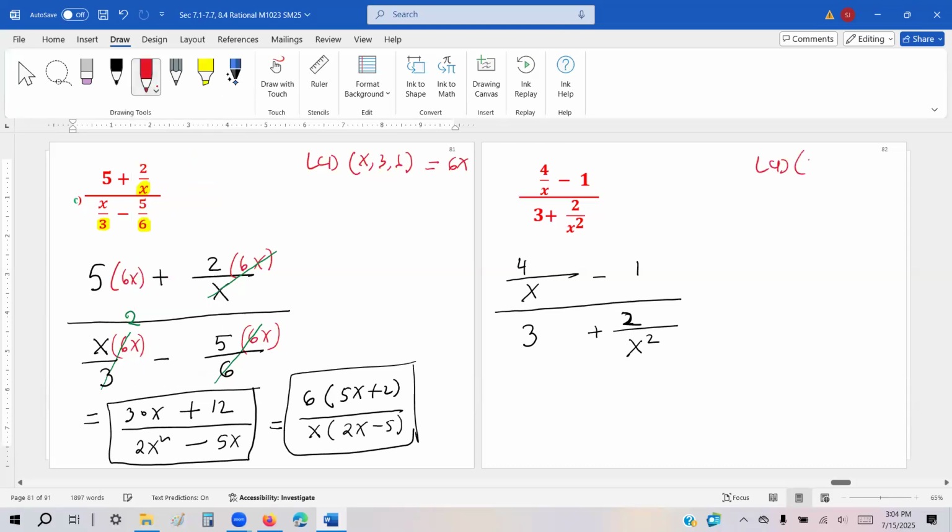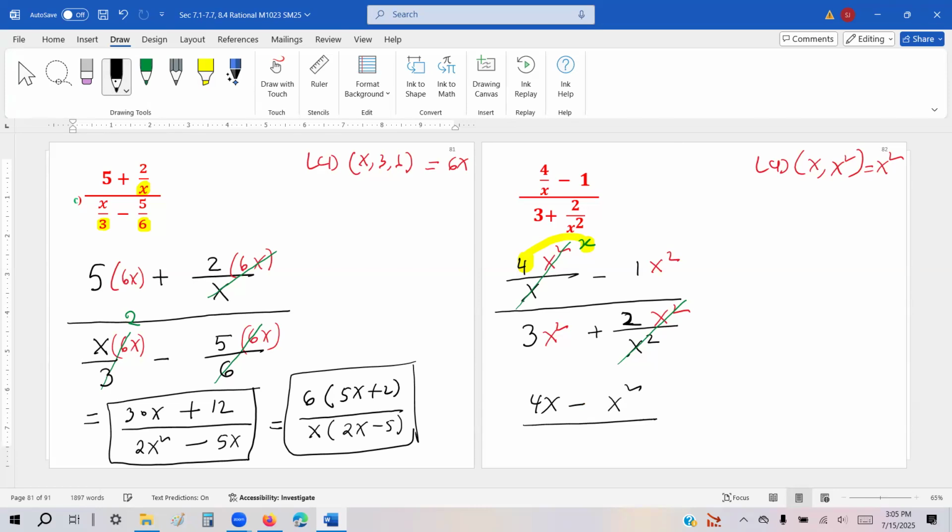Next one. We have the LCD between x and x squared. What's the LCD between x and x squared? x squared. So multiply by x squared, x squared, x squared, x squared. As a result, all the denominators cancel out. We get x, and here we have nothing. So 4x: 4 from before, x from the cancellation. Minus 1x squared means simply x squared, and then 3x squared, and then 2.